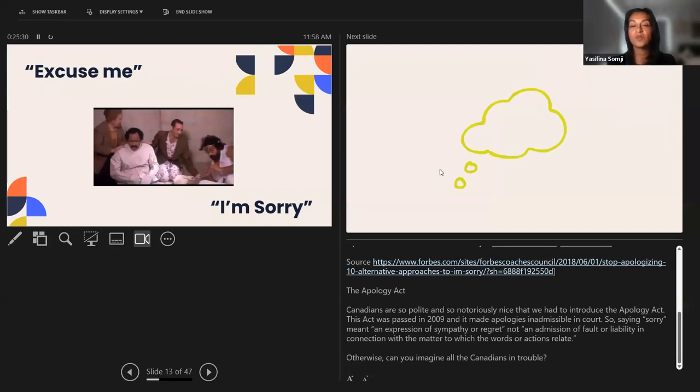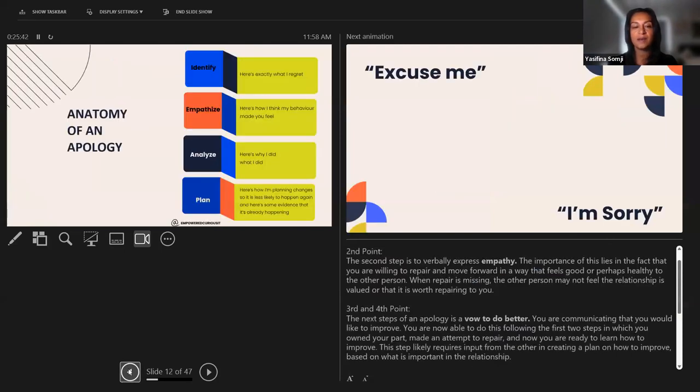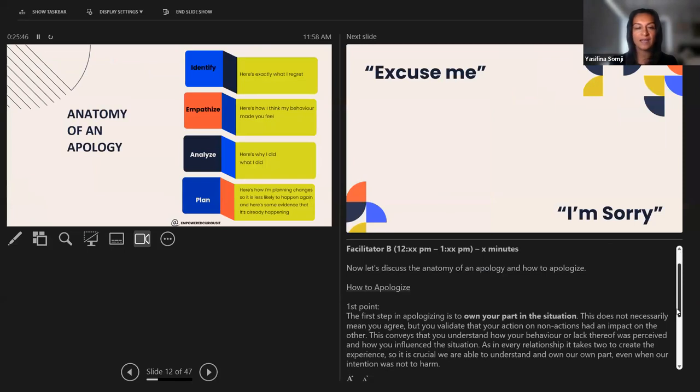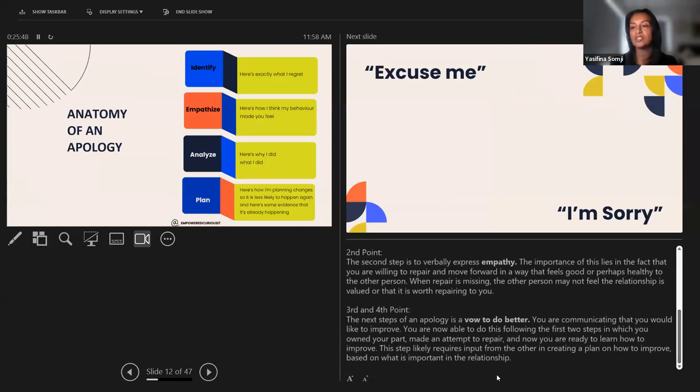Yes. I was just going to say that before you move on from this slide, Lisa has asked that going back to slide 12, can you speak a little bit to the analyze part? If you note in our speaking notes, Don, we have amalgamated points 3 and 4. Analyze and plan is a vow to do better. So she's asking if you can elaborate on that area. So, in what respect?